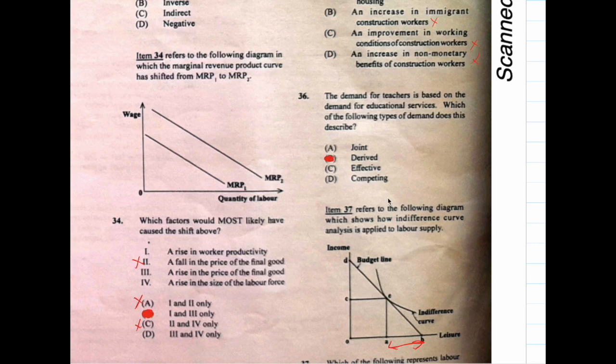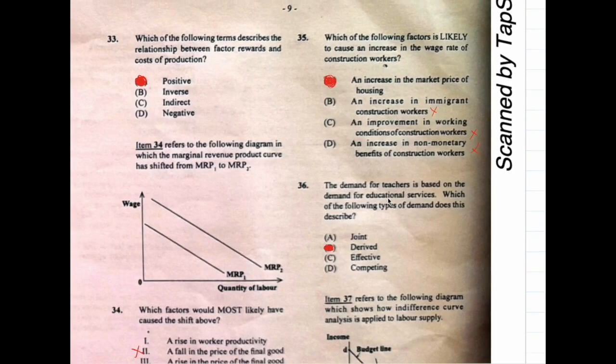Additionally, you would say three as well, because increasing the price of the final good would cause the firm to want to produce more of the good, therefore requiring more labor. So that's why we would be okay.